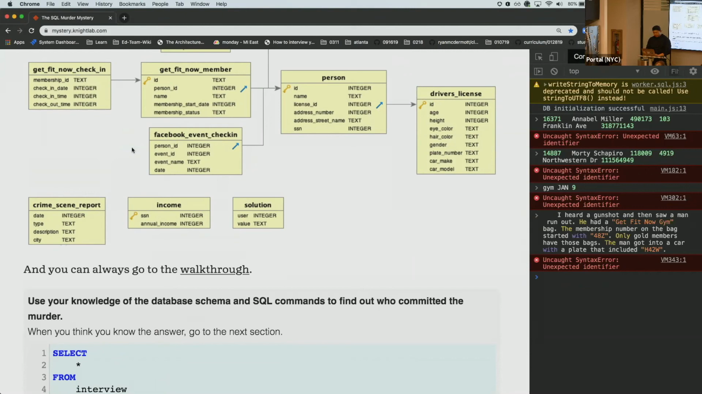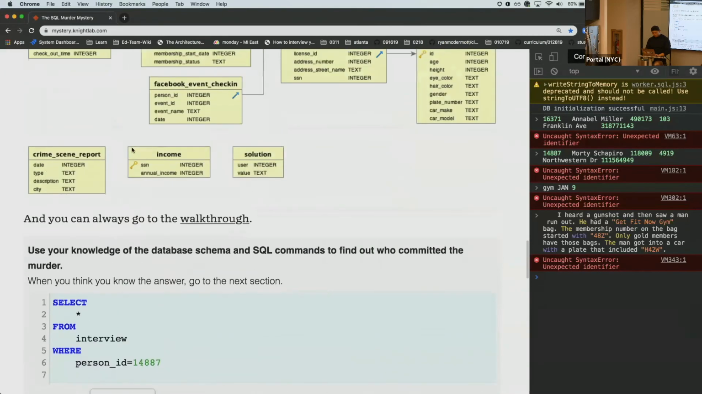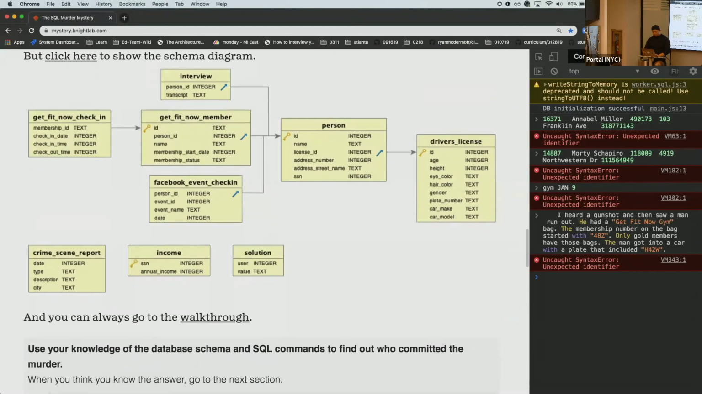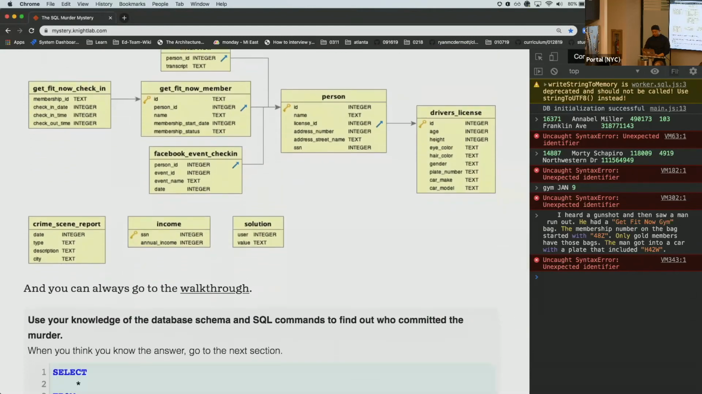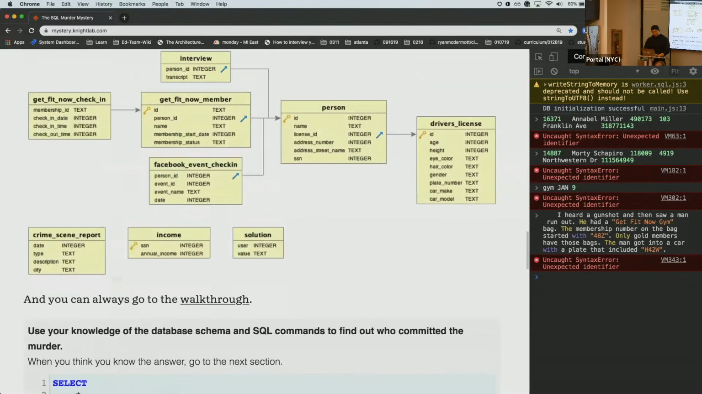Okay, so Get Fit Now check-in. Let's do it. We want to select from the Get Fit Now check-in, that's the whole table name. Wow, that's a long table name. Does anyone remember how to check information from both tables?